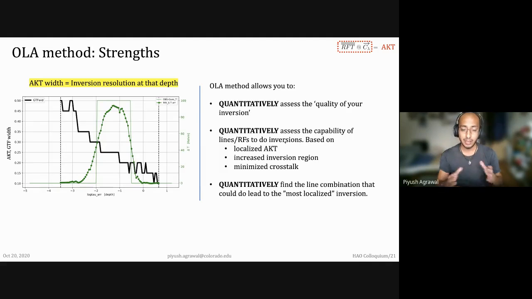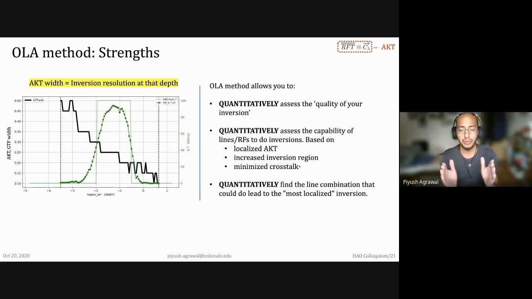So if you are given a set of lines, the assessment of the capability of the lines and the inversion is based on how localized the averaging kernels are that you can construct, what is the domain in which you can actually do inversion, and if you have crosstalk, how much of the crosstalk you can actually minimize.